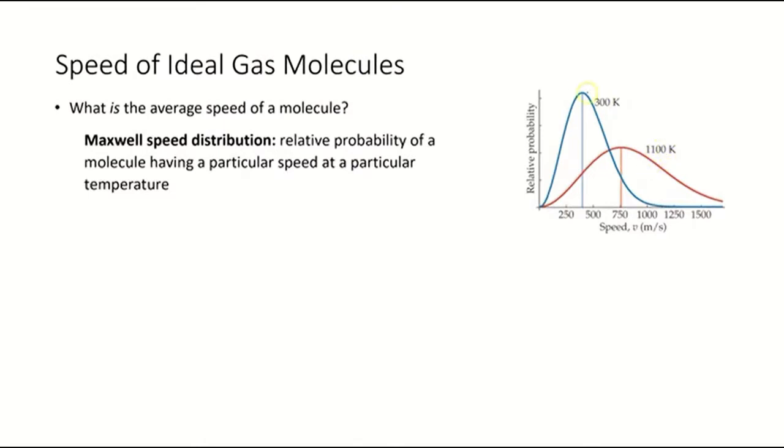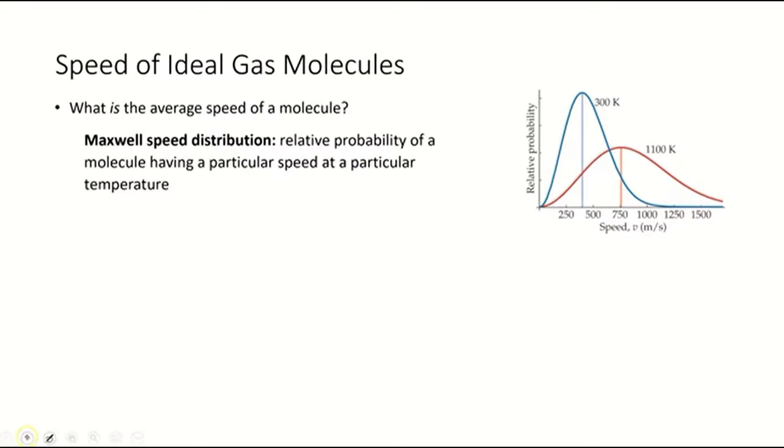Looking at this example with the 300 Kelvin gas and the 1100 Kelvin gas, you can see that the most probable speed, which corresponds to the location of the peaks of the two curves, for the 300 Kelvin gas is close to 400 meters per second, whereas for the higher temperature 1100 Kelvin gas, it's closer to 750 meters per second. So here you can see that the most probable speed increases with increasing temperature.